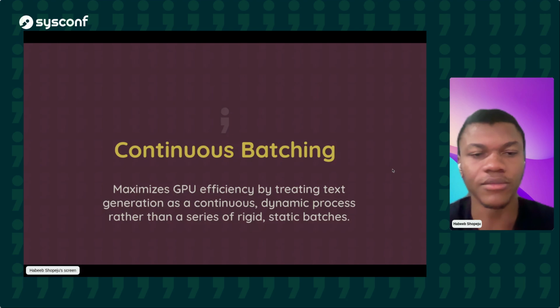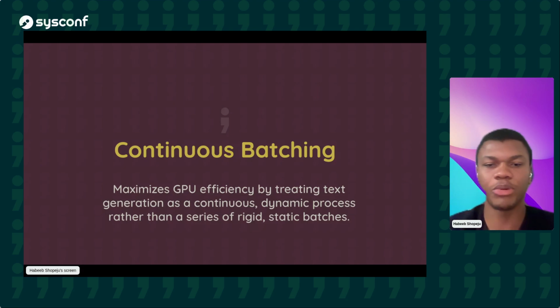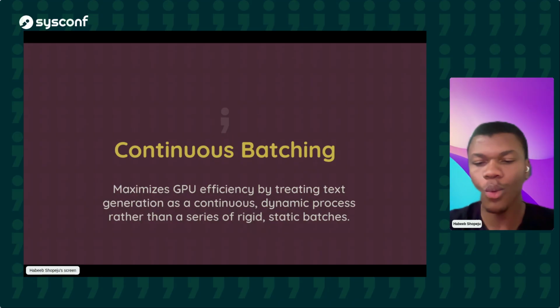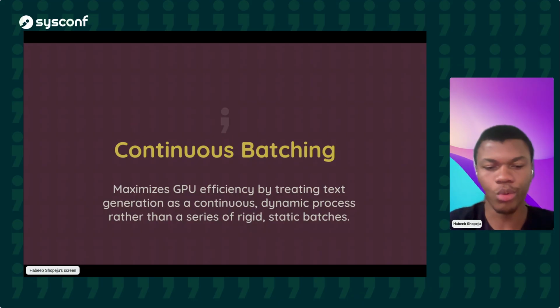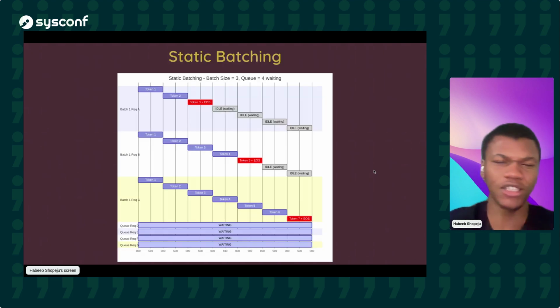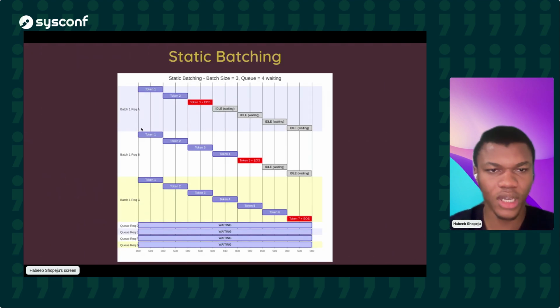So continuous batching. Continuous batching maximizes GPU efficiency by treating text generation as a continuous dynamic process rather than a series of rigid static batches. What this essentially means is when you want to do a batch request into a neural network, you'd often create this large matrix where each row references the request you're working with, and all of that goes into the model at once. The problem here though is, as you see here with static batching, imagine we have a batch size of 3 and we have multiple requests, about 7 requests here.